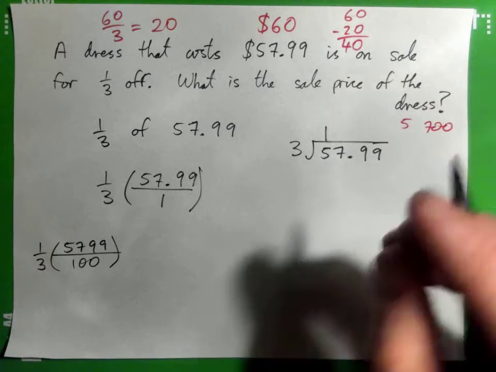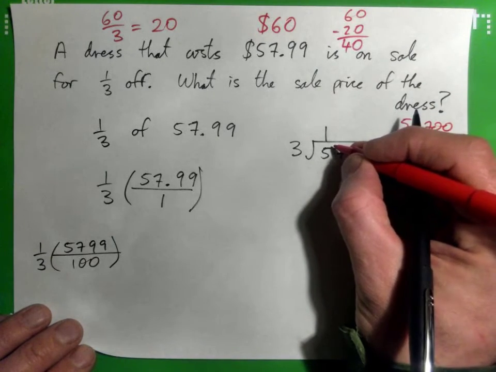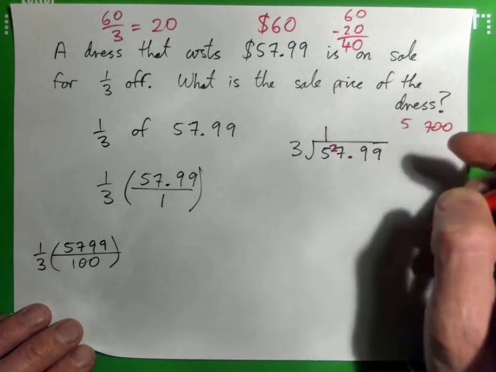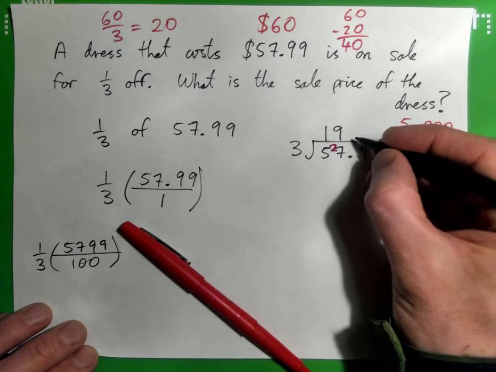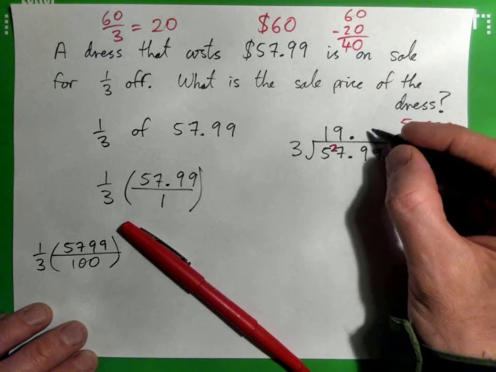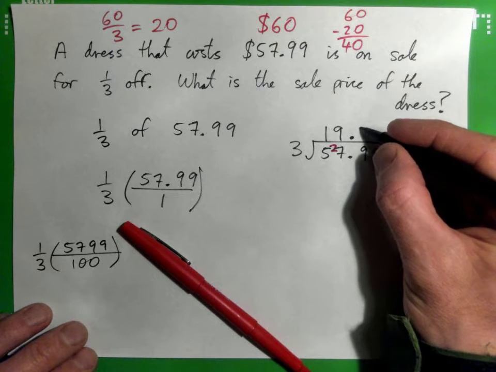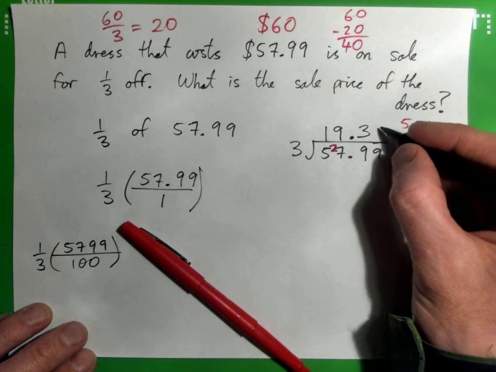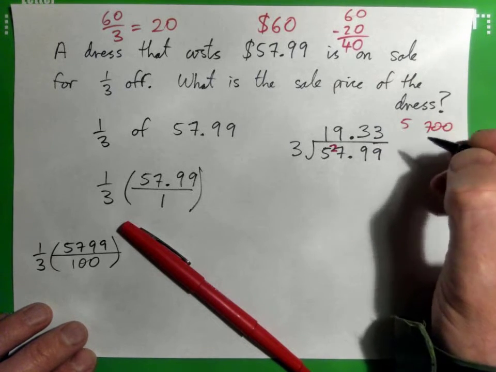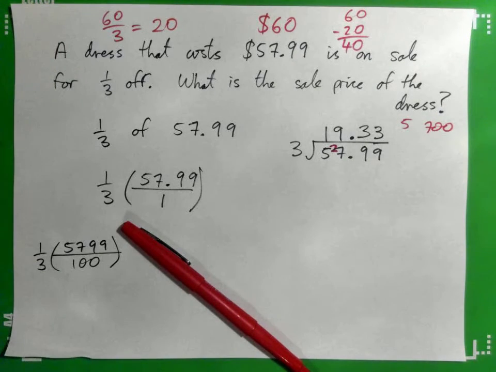Once remainder. Yeah. 2. 3 into 27. Yep. And then 3 into 9. Yeah. 3 into 9 again. Right. So we got 19.33. What does that represent? What do we do now?